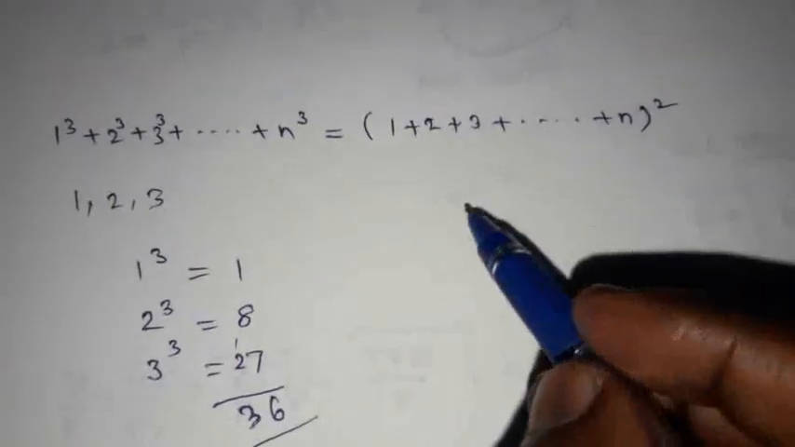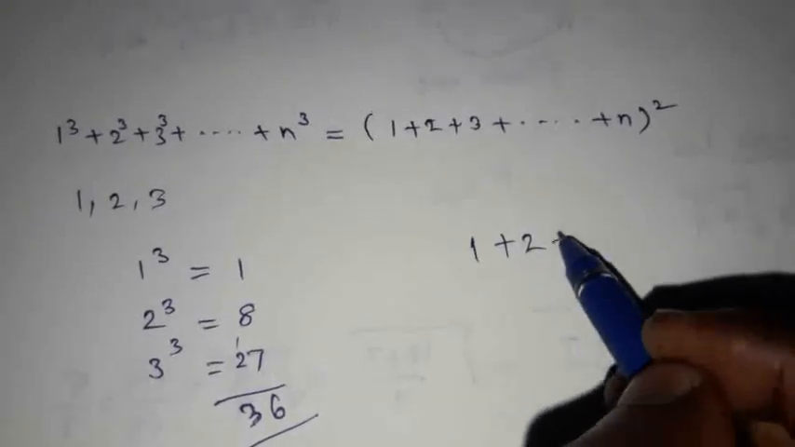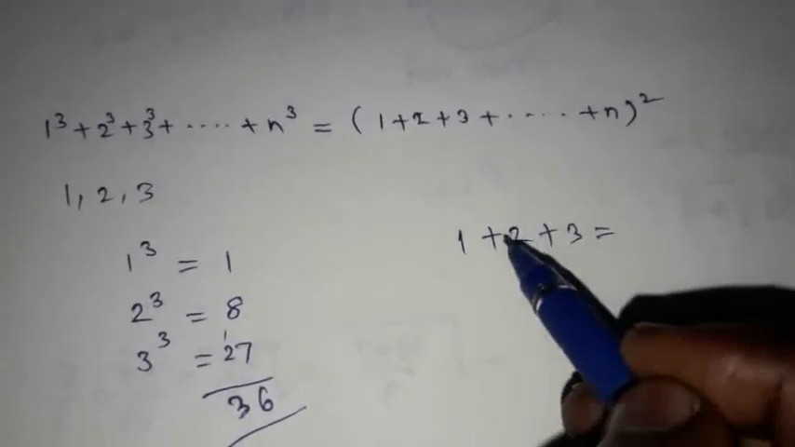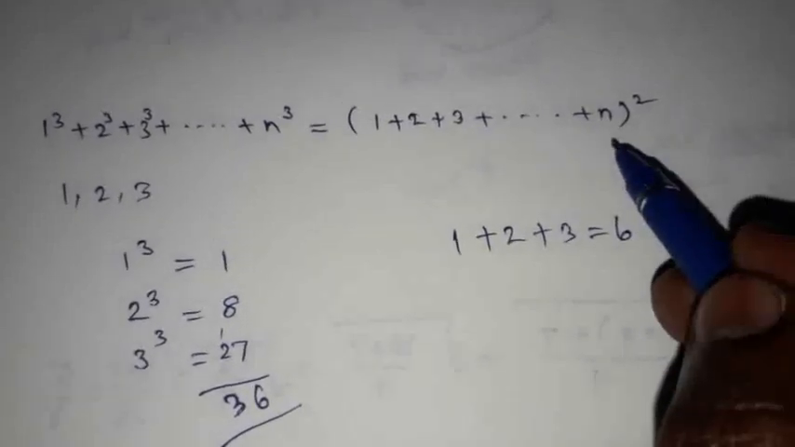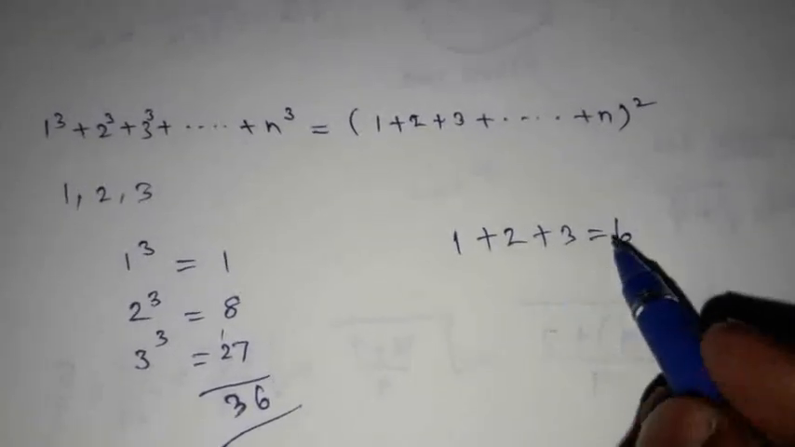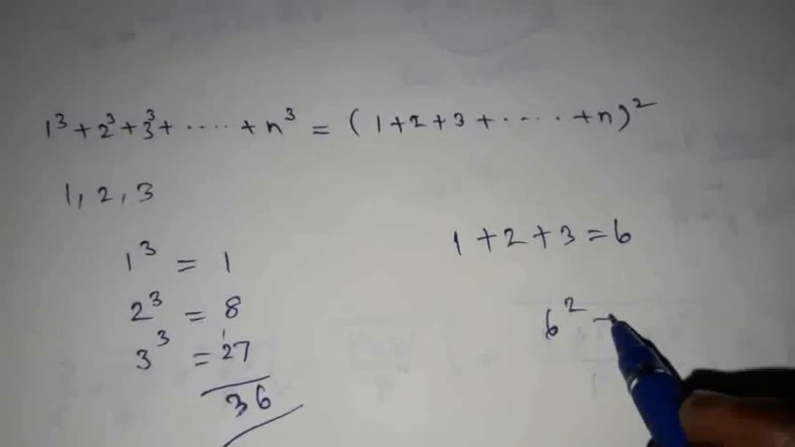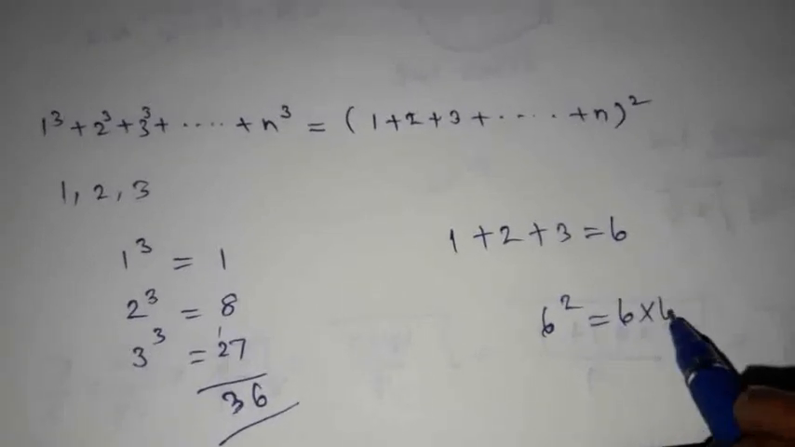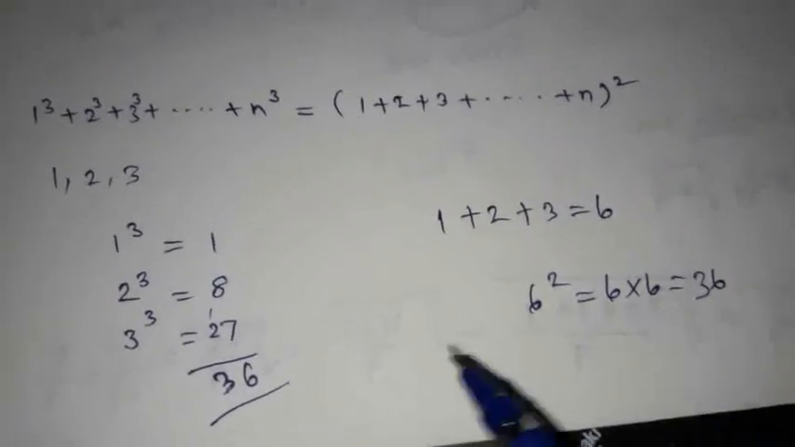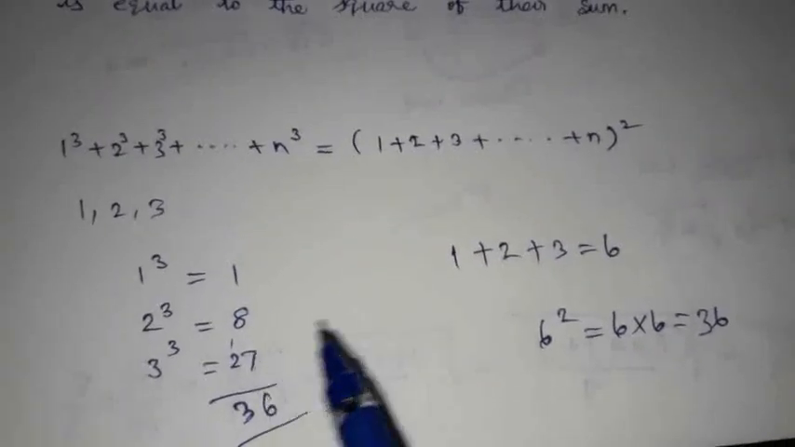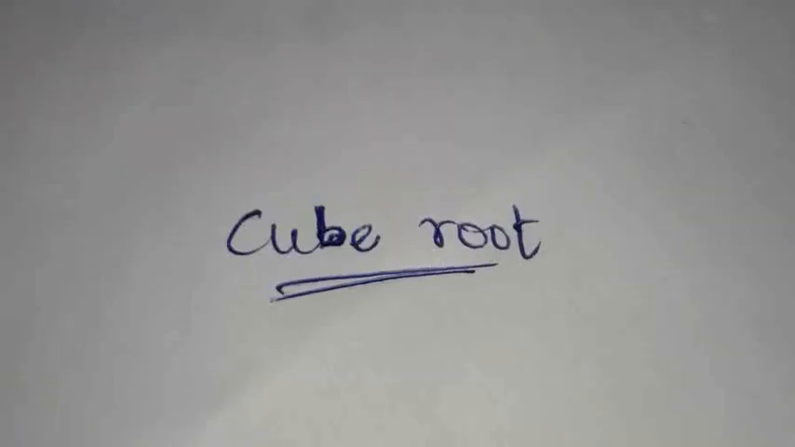If we add these three numbers, 1 plus 2 plus 3, 1 plus 2 equal to 3, 3 plus 3 equal to 6. Then we are going to find the square. 6 square equal to 6 into 6. 6 6s are 36. So these two values are equal. So the eighth property is verified.